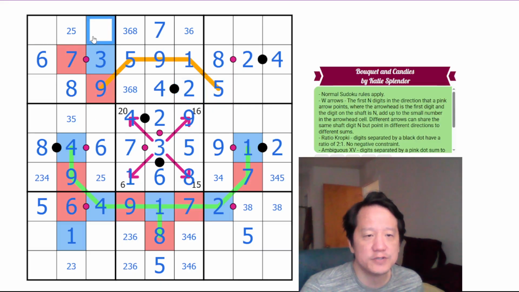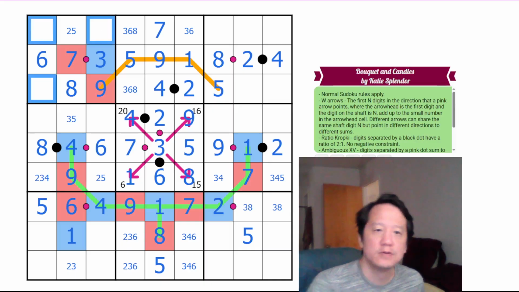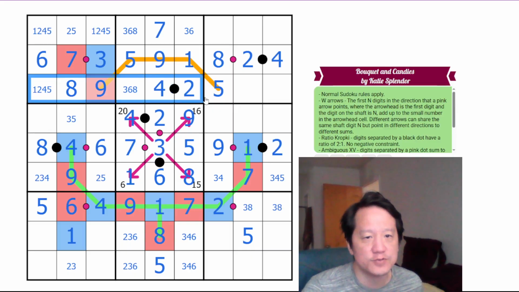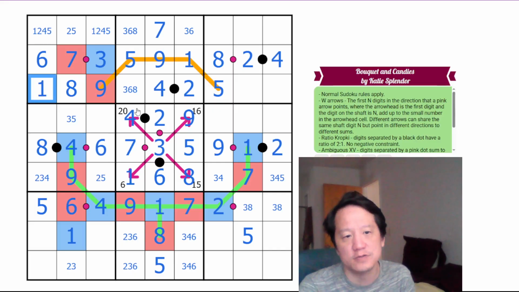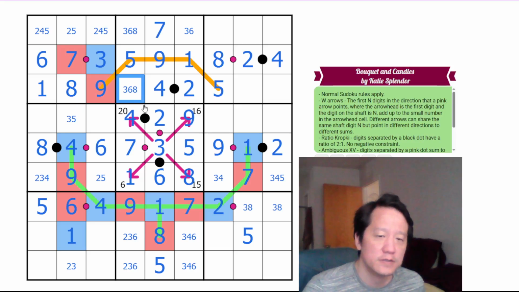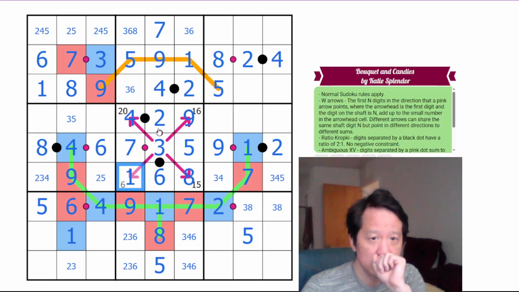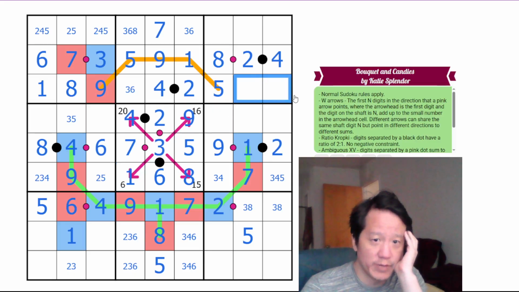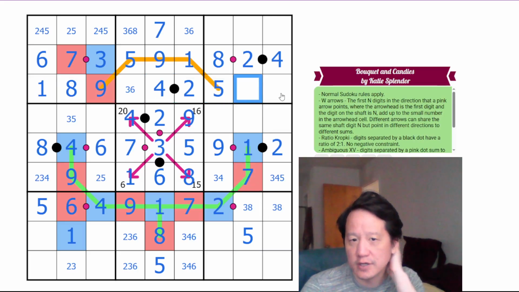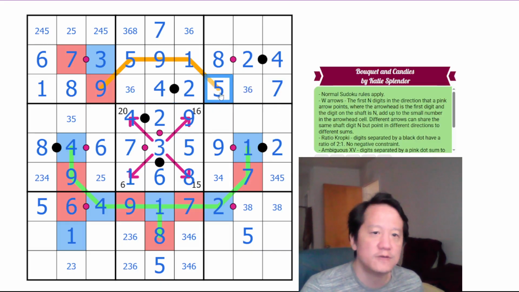The rest of this upper left-hand box is 1, 2, 4, 5. Obviously, this can't be 4, 2, or 5 because of 2, 4, 5 in the row. So this is a 1, which eliminates 1 in the rest of the box. This 8 eliminates 8 here. Remaining digits in row 3 are 3, 6, and 7. This can't be 7 because of 7 in the column, so 7 has to be here, which makes this a 3, 6 pair here.